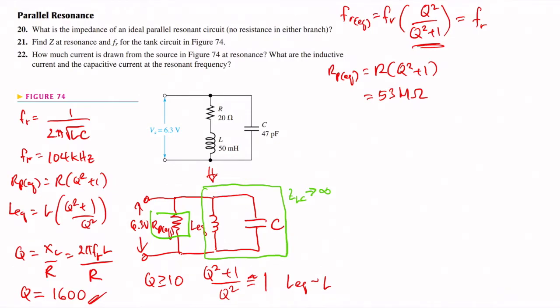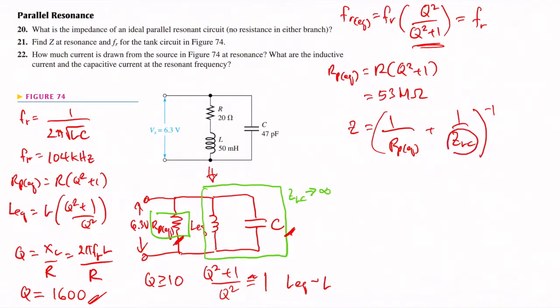So this 53 megaohms is in parallel with an infinite impedance. So if we compute for the total impedance, we have 1 over Rpeq plus 1 over ZLC, and take the reciprocal of that, we have this.